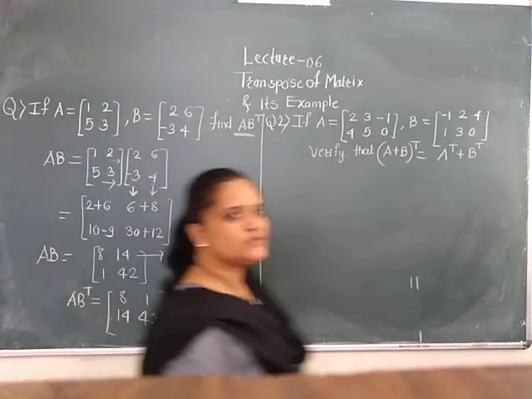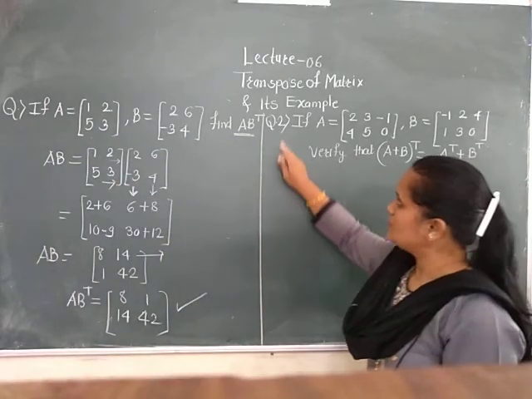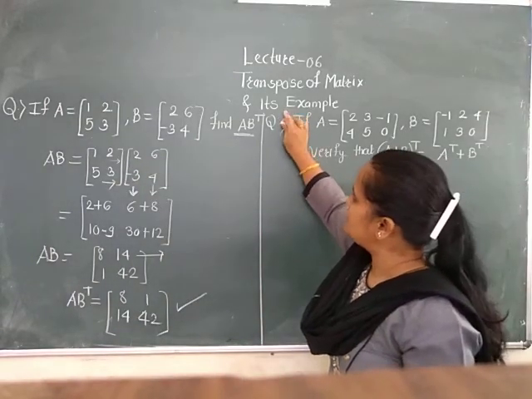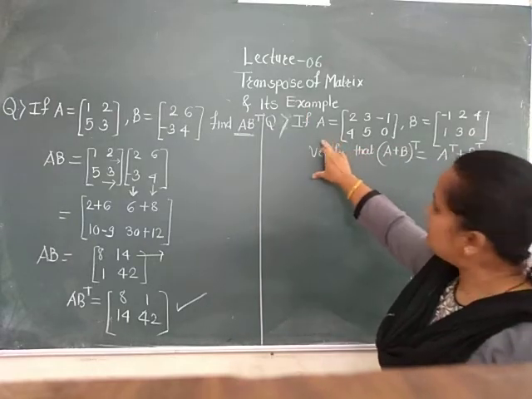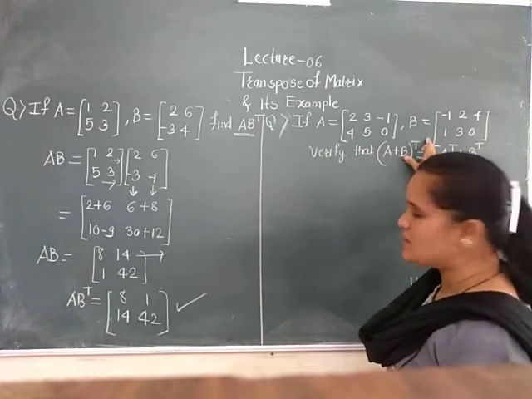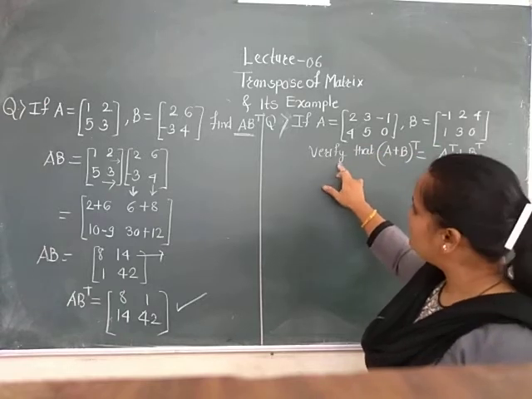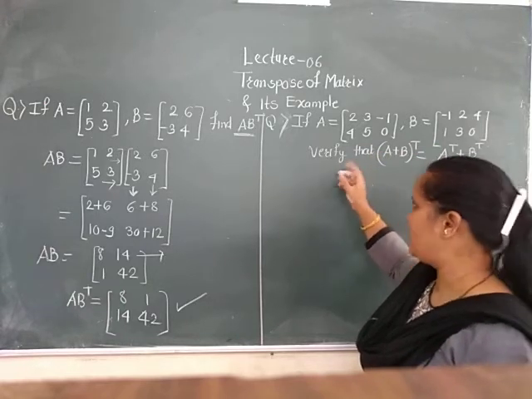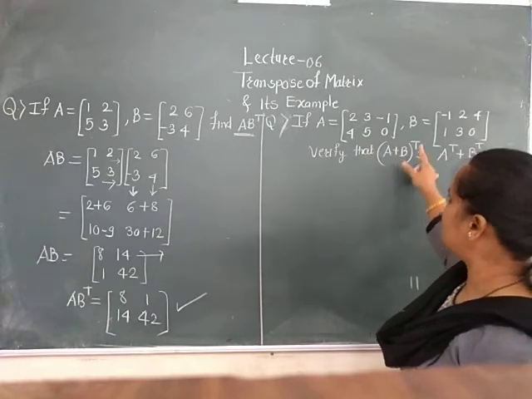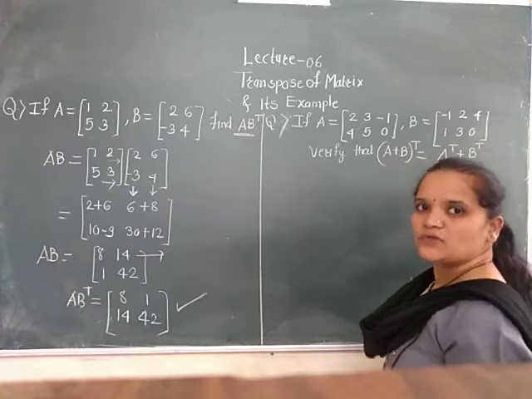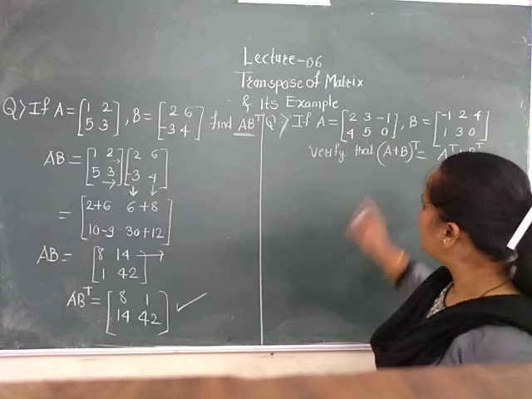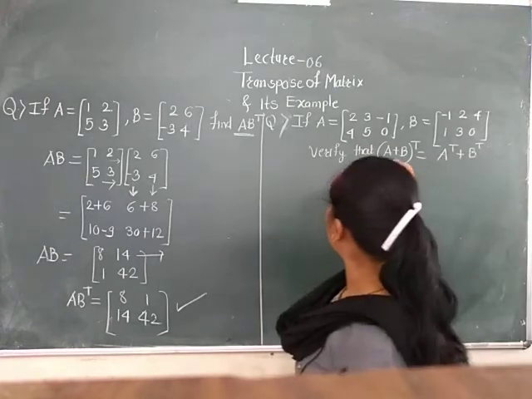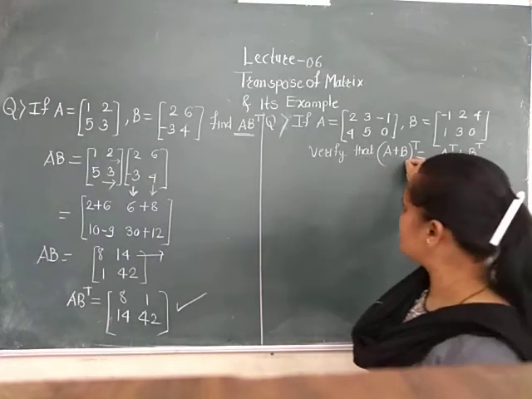Now the second question we will solve. Actually, this is a question here. Now, A is given to us, B is given to us, and we have to verify that (A plus B) transpose is equal to A transpose plus B transpose. So, we will start with this LHS now. In LHS, what is given to us? (A plus B) transpose. We have to find out.